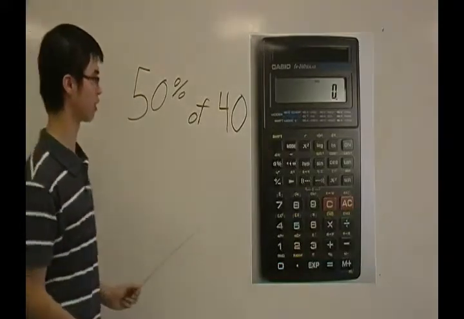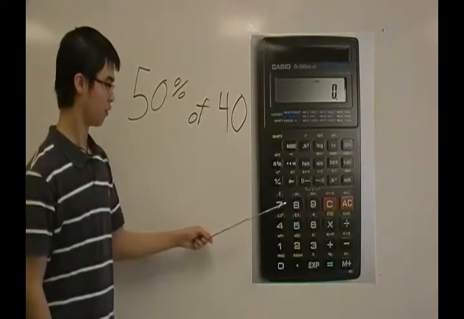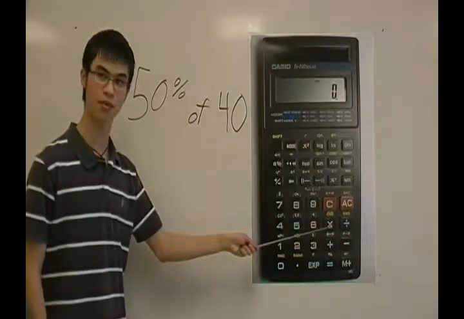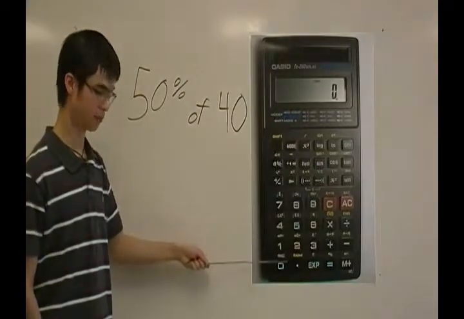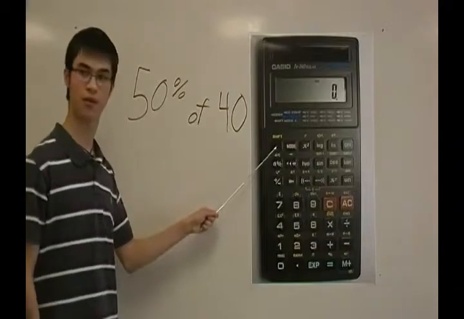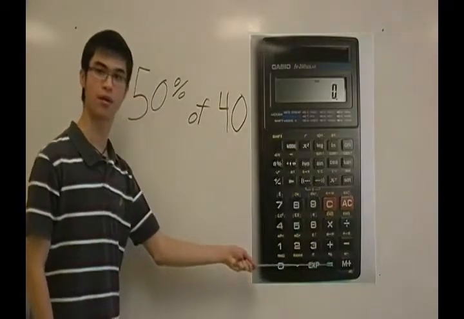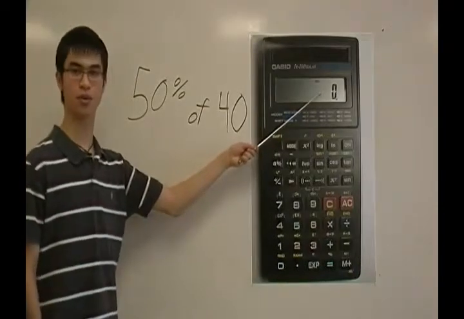So let's go through this again. 40 times 50, shift, equal button, and you'll come out with your answer, which should be 20.